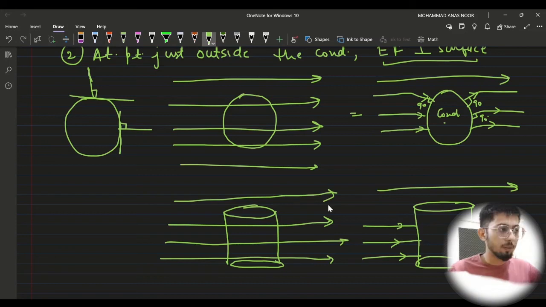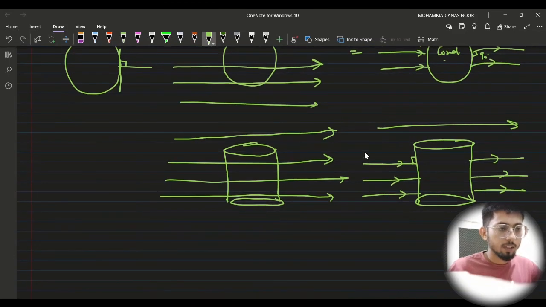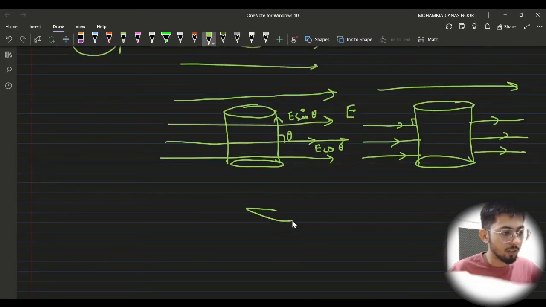Now in this example we can see why this is always 90 degree. See, if this were not 90 degree, for example, if it were some angle, then there will be a component of the electric field. This is E, and this is some theta. If this is not 90, if this is some theta, then this would be E cos theta, and we will get some component here, E sin theta, right? You can also draw this if the cylinder is drawn like this.